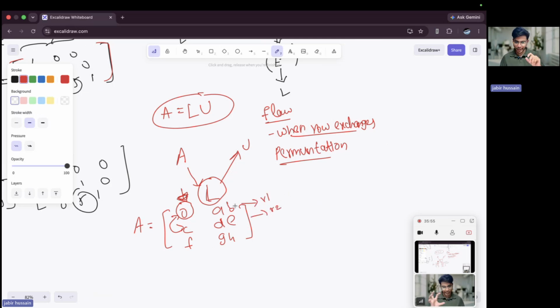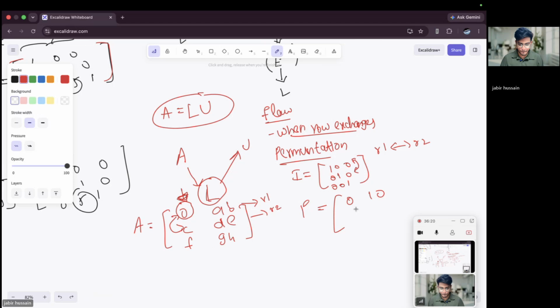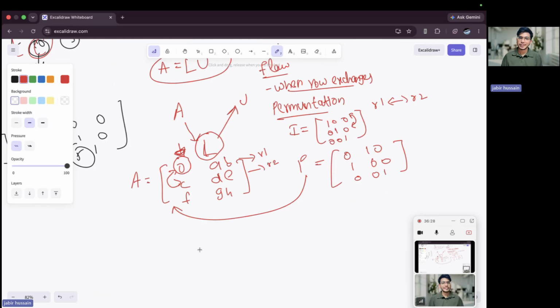What you will do is take the matrix and multiply it with P. And P is basically, let's say we know I, which is 1 0 0, 0 1 0, 0 0 1. Now P would be, if you want to swap row 1 with row 2, swap these two rows in the identity matrix. So here 0 1 0, 1 0 0, 0 0 1. Take this P, multiply it with A, then you will get swapped rows of E, A, B, such that you can avoid the zero pivot. So this is known as a permutation matrix.